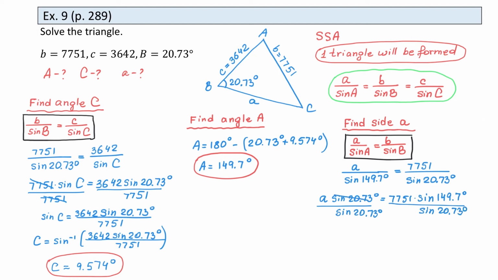On the left side, they will cancel. Then A equals 7751 multiplied by sine of 149.7 degrees over sine of 20.73 degrees. Then A equals approximately 11,050. So we found angle C, angle A, and side A, and now the problem is completed.